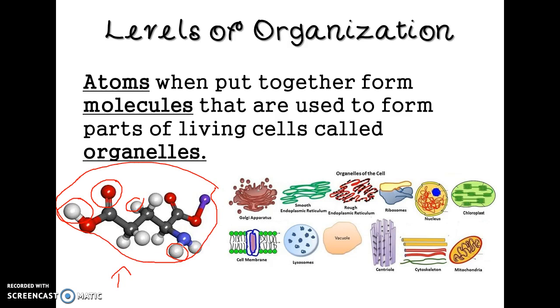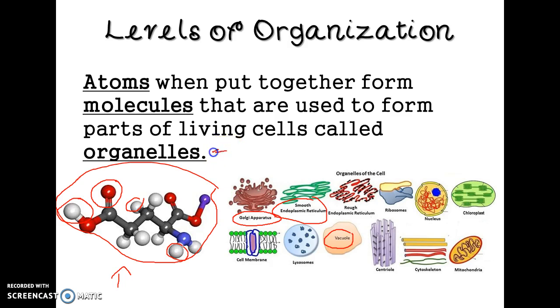Now, molecules are important because they form parts of living cells. So when we put lots of these molecules together, we're going to actually be able to build different types of organelles, like a Golgi apparatus, or a smooth endoplasmic reticulum, or maybe even a vacuole. So all of these important organelles are built together using molecules that are made up of atoms.